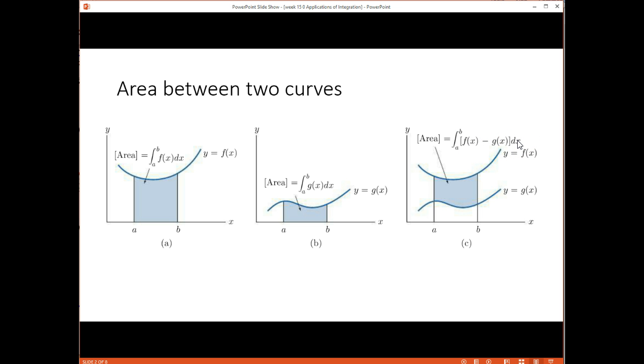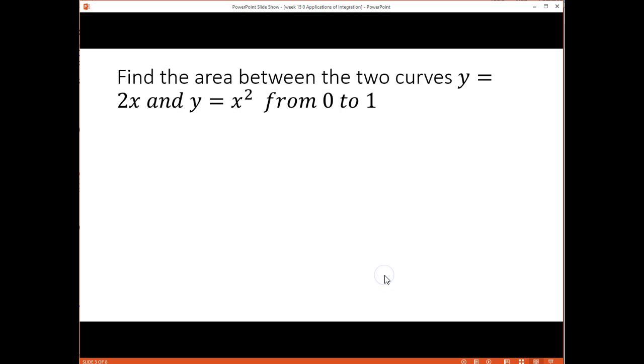Now we do make an assumption here. We assume that f is always going to be higher than g on this interval from a to b. So as long as we put the upper curve first, the lower curve second, and then our bounds of integration from a to b, where a is the smaller of the two numbers. Again, we need to know which curve is on top. That's key in these problems. Let's look at an example.